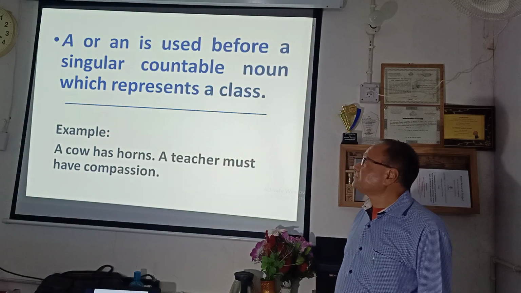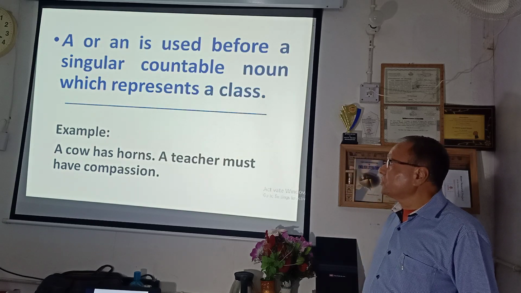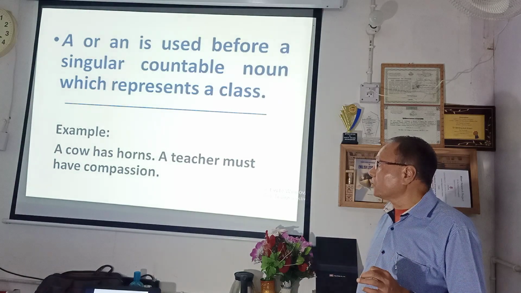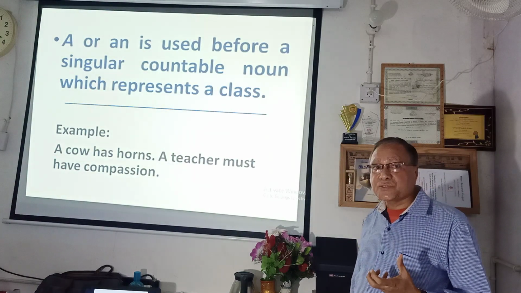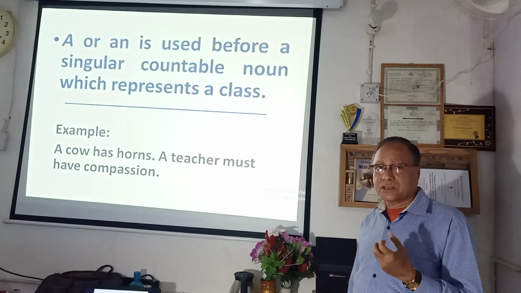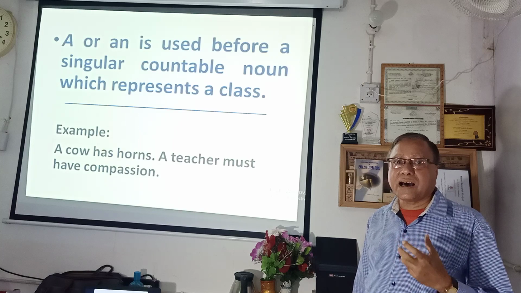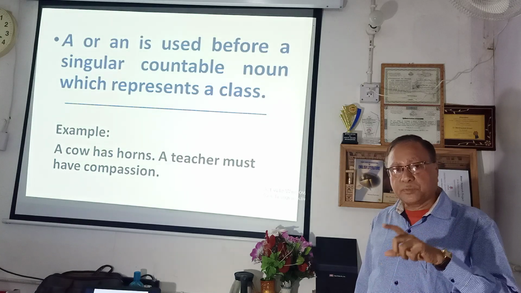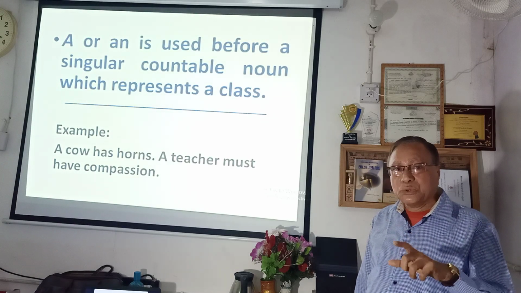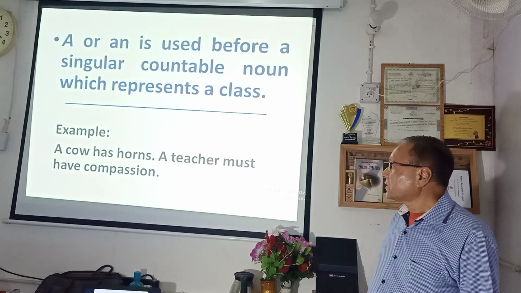Now next, a or an is used before a singular countable noun which represents a class. When you talk about a community, when you talk about a class, it means there you can use a or an before that particular noun.